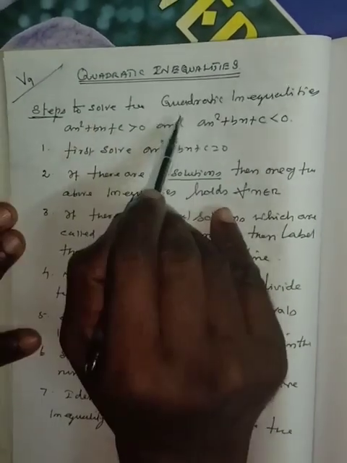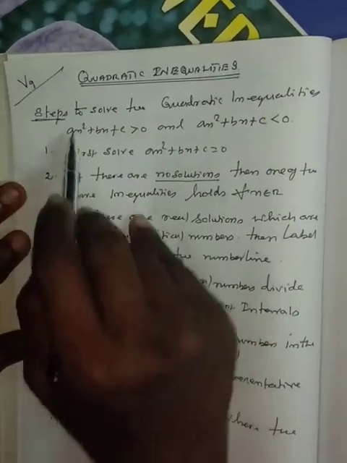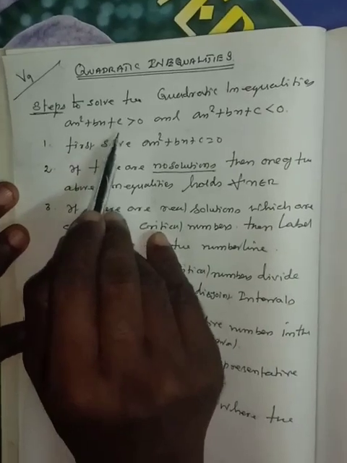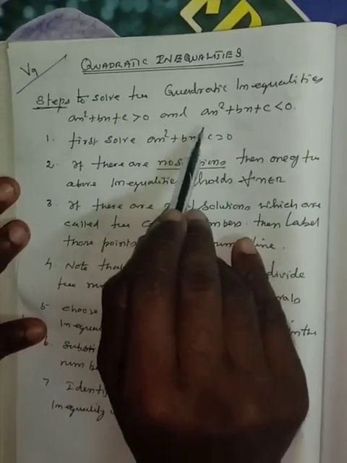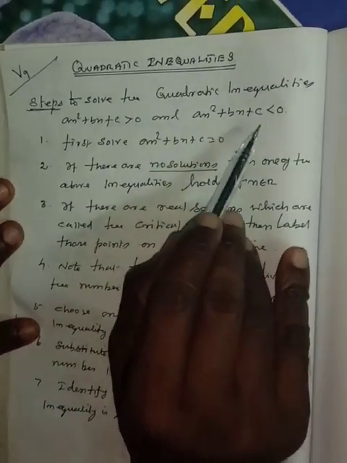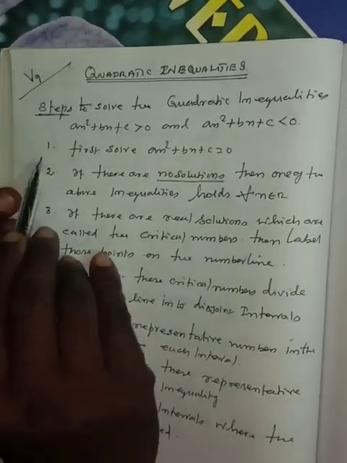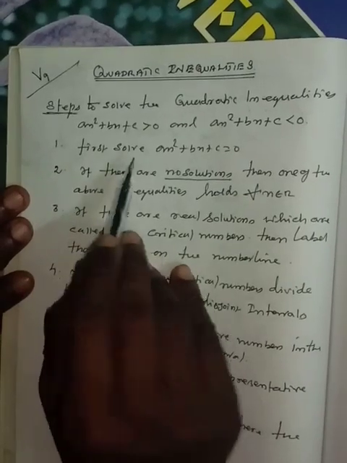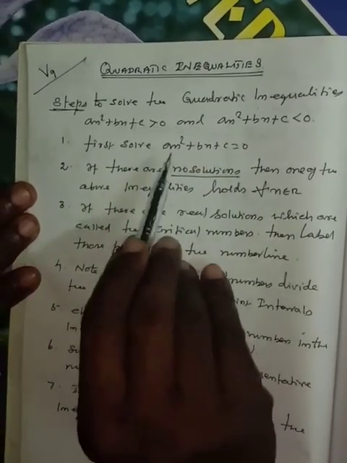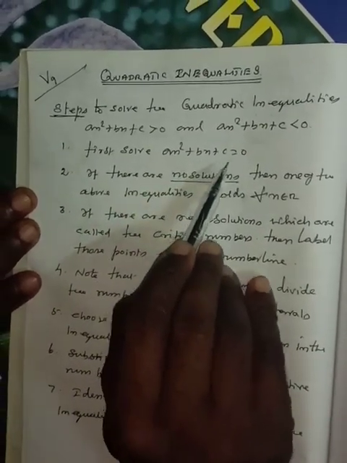Steps to solve the quadratic inequalities. ax² + bx + c is greater than 0 and ax² + bx + c is less than 0. These are the inequalities. Number 1: first solve, equate into 0. ax² + bx + c = 0.